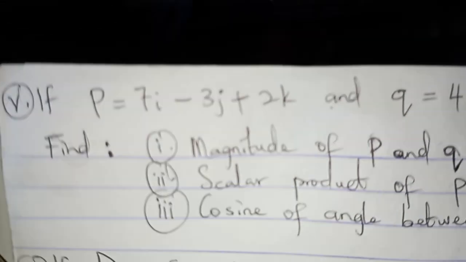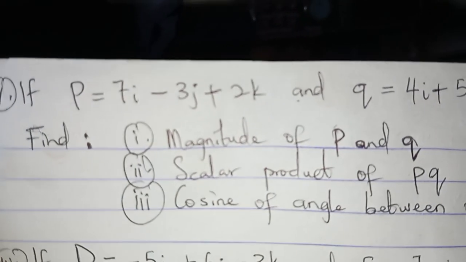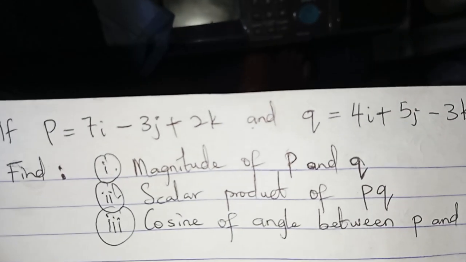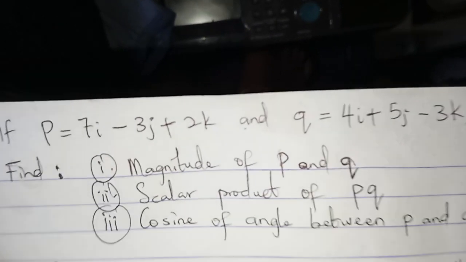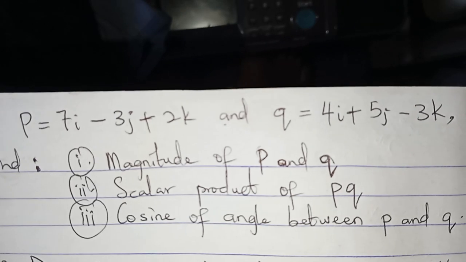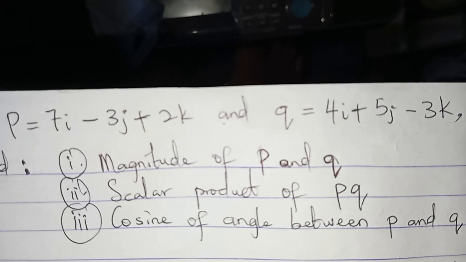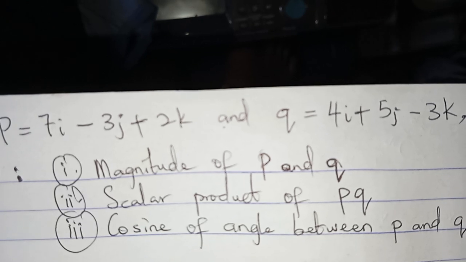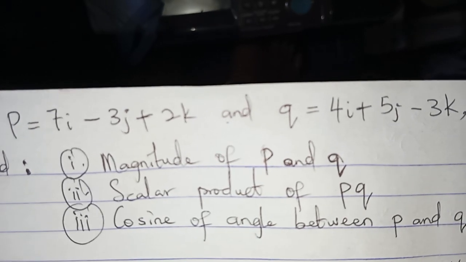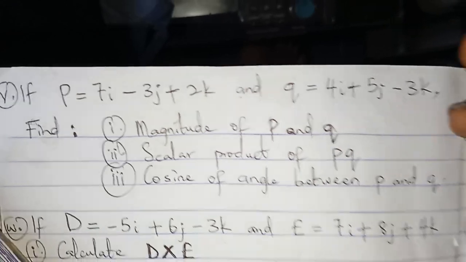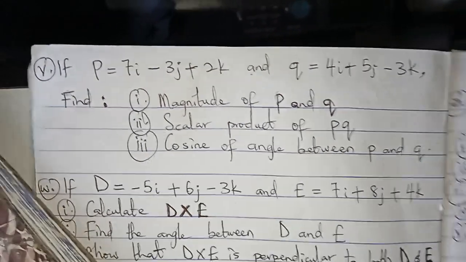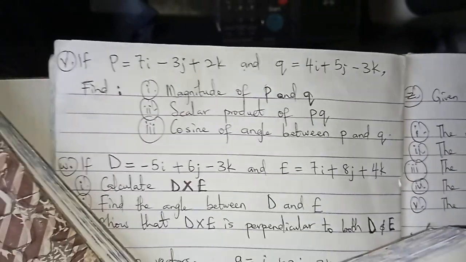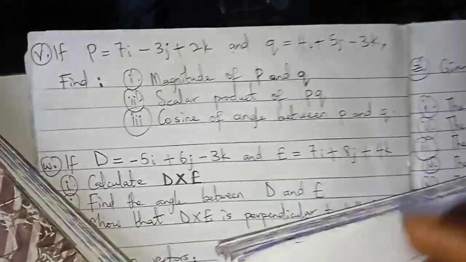Over here we have: if P equals 7I minus 3J plus 2K and Q equals 4I plus 5J minus 7K, find the magnitude of P and Q. Then find the scalar product of P and Q. Then the cosine of the angle between P and Q.